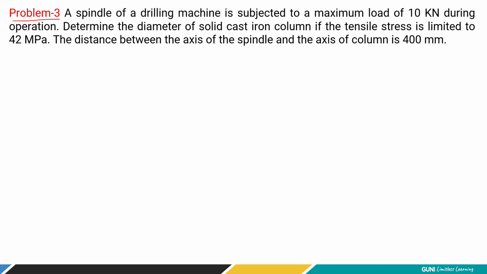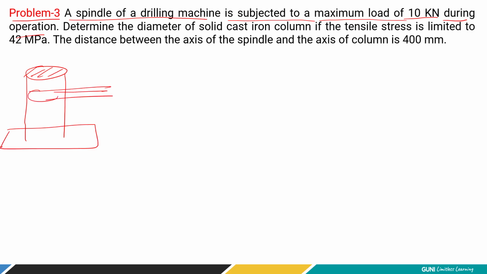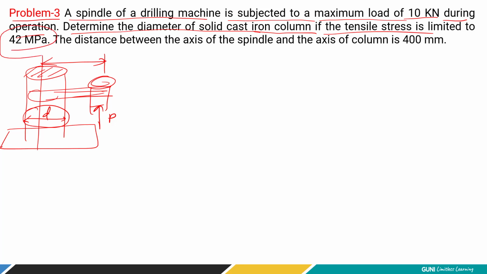Now let's solve problem number 3. A spindle of a drilling machine is subjected to a maximum load of 10 kilonewton during operations, right? So it is a solid cast iron column. Okay, it is fixed on a base. We do have a drill arm and the drill spindle is fixed over here, and we are applying the vertical load, right? So this is the eccentricity. So in this numerical we have to find out the diameter of this solid column. So determine the diameter of the solid cast iron column if the tensile stress is limited to 42 megapascal.